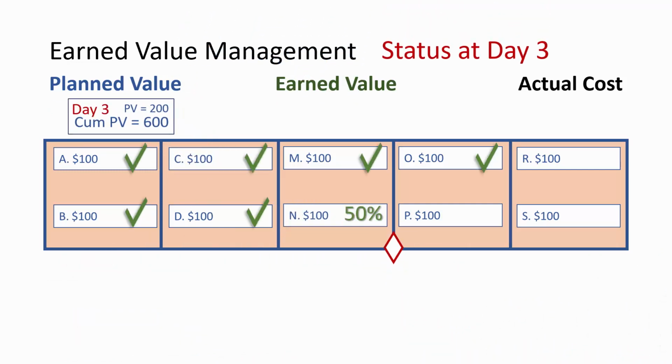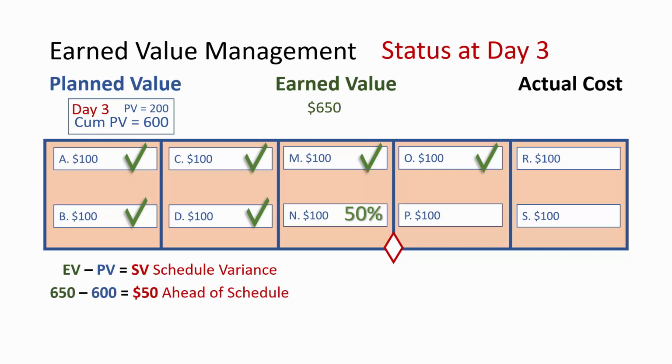6 activities are complete and one is 50% done. They have accomplished $650 worth of work. Notice that our day 3 accumulated PV is 600. Compare what we have accomplished with what we planned to accomplish. That is your schedule variance. This is where earned value management really provides a unique insight. It uses cost to explain our schedule performance.